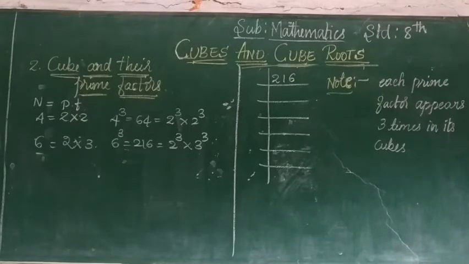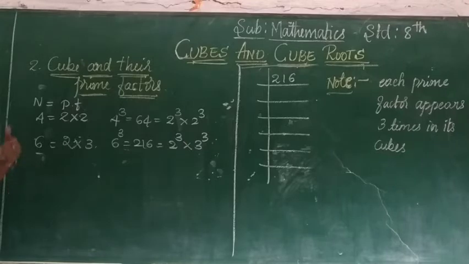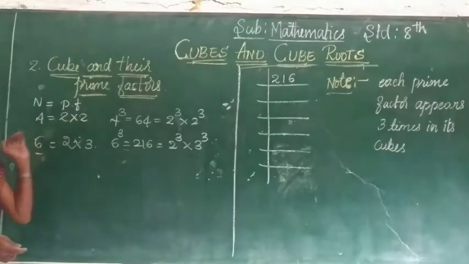Children, now let us study about cubes and their prime factors. Let us go into first number and their prime factors. See here, 4 is a number. Its prime factors are 2 into 2.